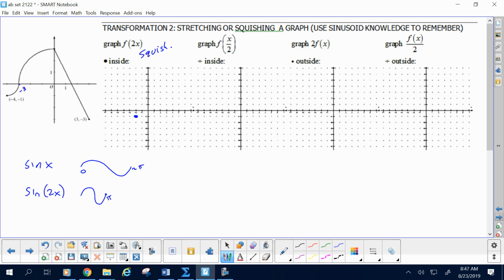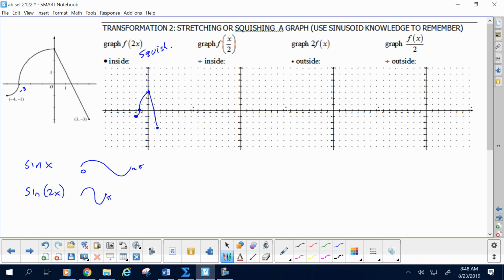Negative 1.5. And what happens when you half the y-intercept of 0? Well, nothing. Half of 0 is still 0. So it's like that. What about the far right point? Instead of being at 3, negative 3, it'll now be at 1.5, negative 3. The y doesn't change. All right, so horizontal compression.